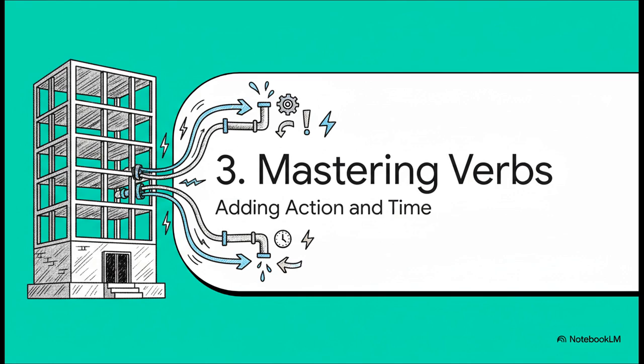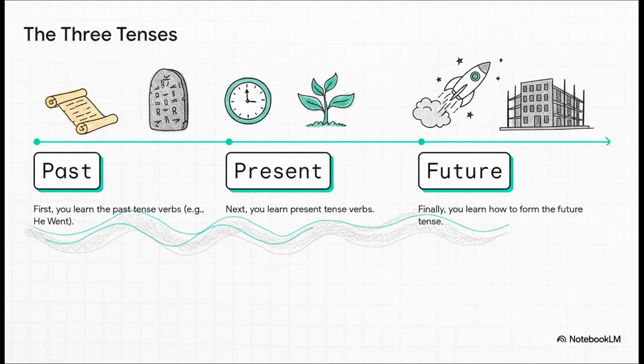Stage 3 is all about adding the electricity and the plumbing, the verbs and tenses that bring the whole thing to life with action and time. The blueprint introduces time in a really logical way. You start with the past tense, which in Arabic is often the simplest form of the verb. Then, from that starting point, you learn how to tweak it to make the present and future tenses. It's a super efficient system.